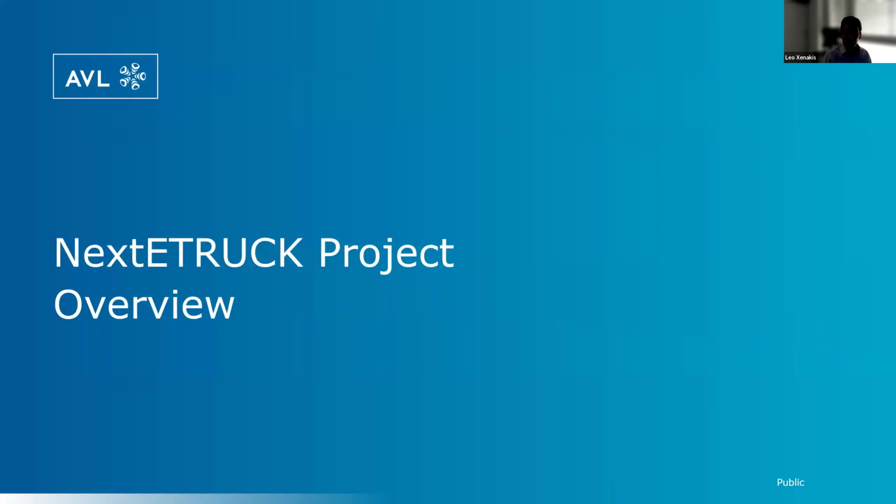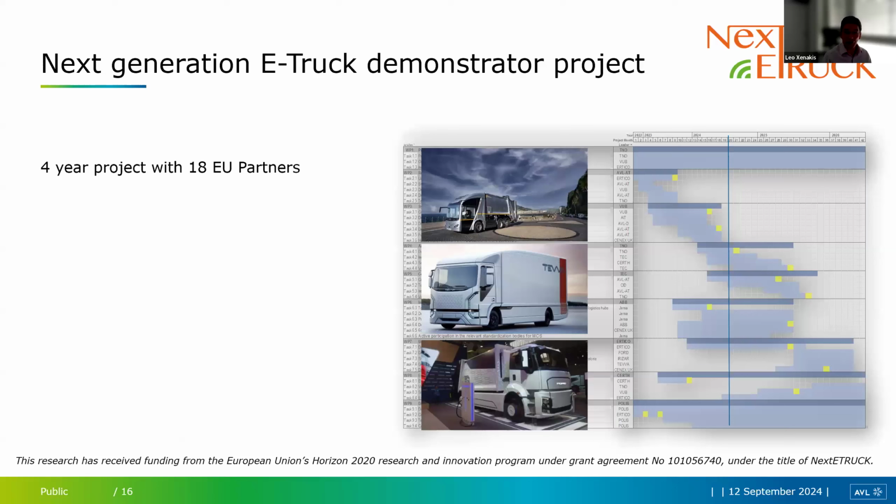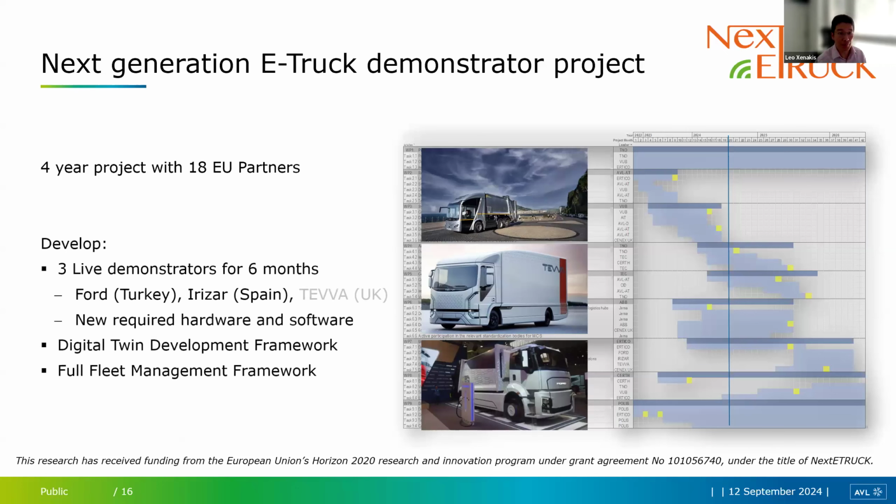Okay, and then we'll quickly cover the next feature projects as well, and then we'll take a few questions if there are any. So we have 18 EU partners here. It fluctuates a little bit depending on partners dropping in and out. It's a 4-year project. We're about in the middle at the moment. We're planning to do 3 live demonstrators for 6 months. This was with 3 different OEMs. Unfortunately, you're probably aware Teva has gone bankrupt, so we're looking for another partner there.